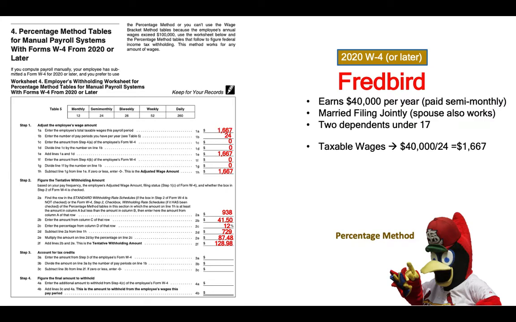Step 3 then pulls in the dependents. So enter the amount from step 3 of the employee's W-4, which is $4,000 for the 2 dependents, $2,000 apiece, divided by the number of pay periods, which gives 167, and then subtract it from line 2F, 128.98, which again is less than 0, so we get 0. Step 4, there were no additional amounts withheld, and so our withholding should be 0.